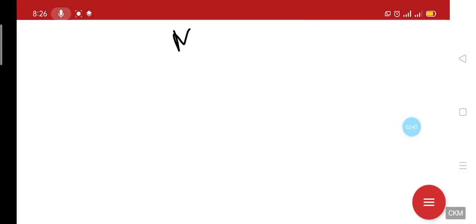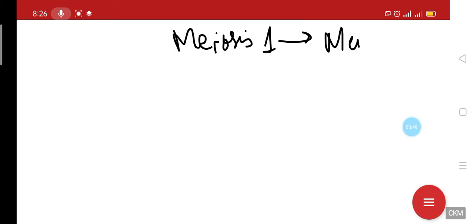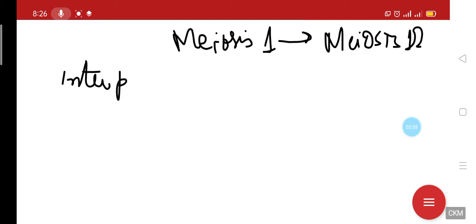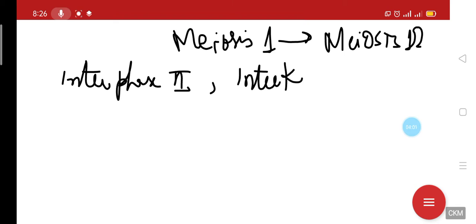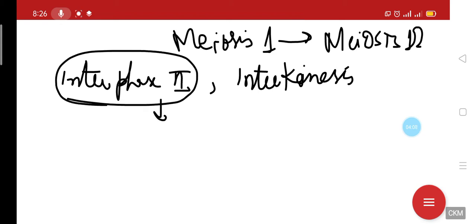So students, after meiosis 1, meiosis 2 is going to begin. In meiosis 2, obviously the interphase will also be there, and that will be known as interphase 2, or it will also be known as the interkinesis. Now students, listen to me very carefully. This interphase is quite different as compared to interphase 1.